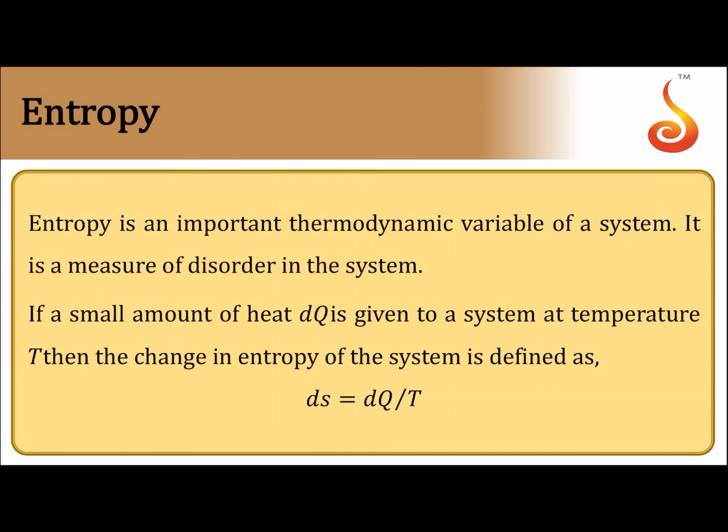Then coming to the last concept here, that is entropy. Entropy is a measure of the disorderliness of the system. If a small amount of heat is given to a system at temperature T, then the change in entropy of the system is defined as dS equal to dQ by T, where dS is the change in entropy, dQ is the heat added to the system, and T is the temperature at which it is added. So that is about the entropy of the system.